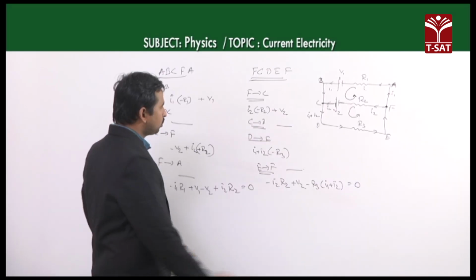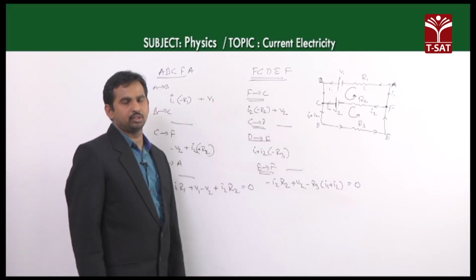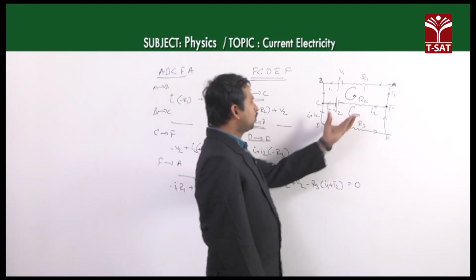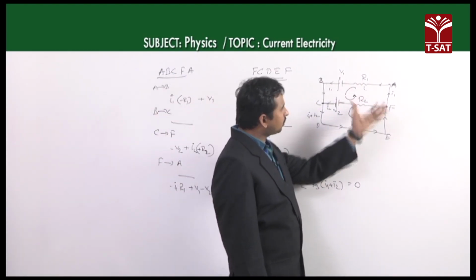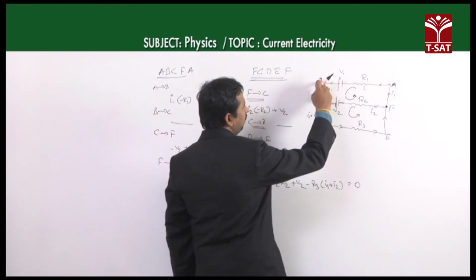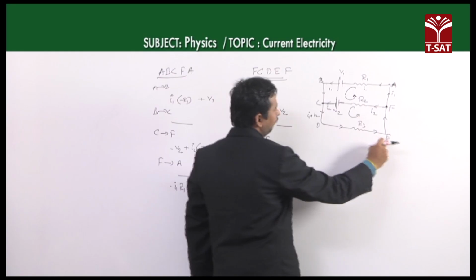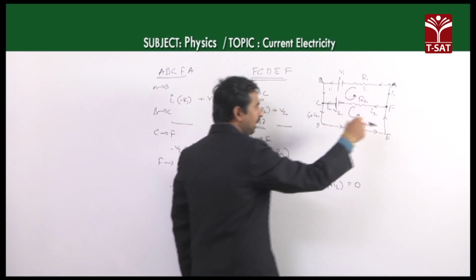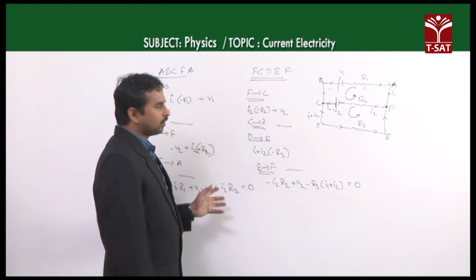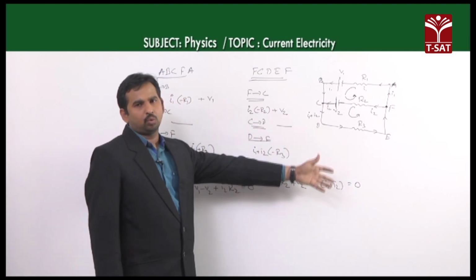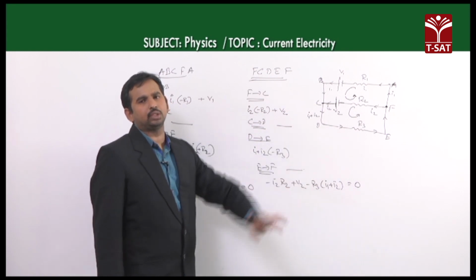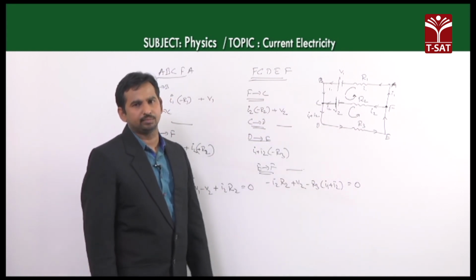Have you understood now how to apply Kirchhoff's second law? Not only for these smaller closed circuits, even in this example we have one more big closed circuit: A to B, B to D, D to E, and E to A. Even for that you can write a separate equation. From this you can find the currents, the voltages, and the resistances, any of them according to the given numerical.